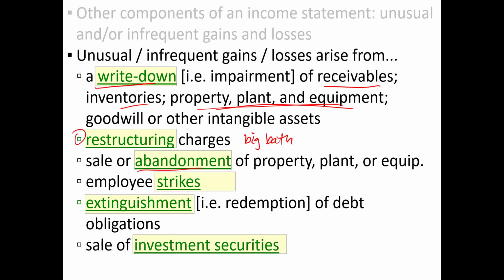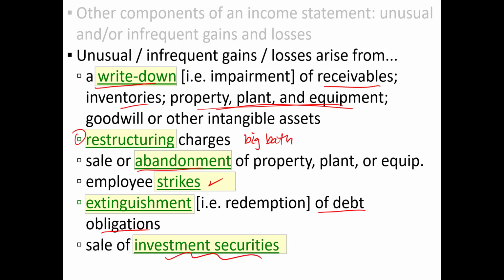Maybe we have to abandon certain operations. Hey, we're trying to drill for oil in a particular area. It's not happening. So any type of investments we have in other parts of the country, maybe we just go ahead and write those off to zero. Yes, there are losses due to strikes. Maybe if we pay off our debt early, we have some sort of prepayment fees.